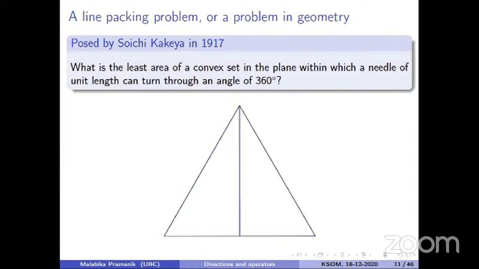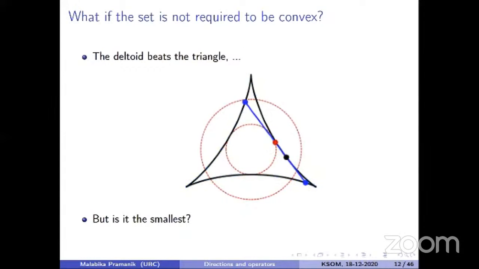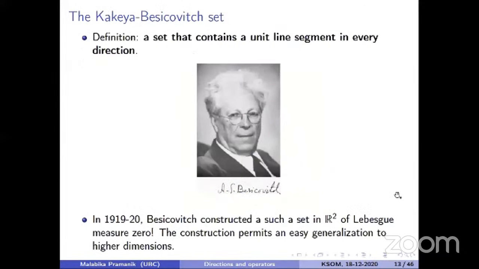But Pál himself asked a follow-up question. What if the set is not required to be convex? Based on earlier work by Kubota, he showed that the deltoid beats the triangle in terms of area. But is it really the smallest? Around 1919-1920, the Russian mathematician Abram Samoilovich Besicovitch constructed such a set in the plane with Lebesgue measure 0.